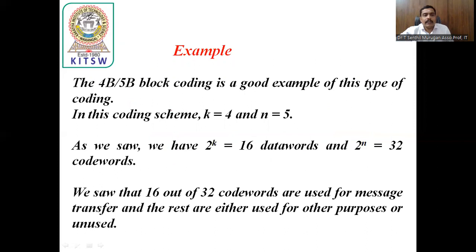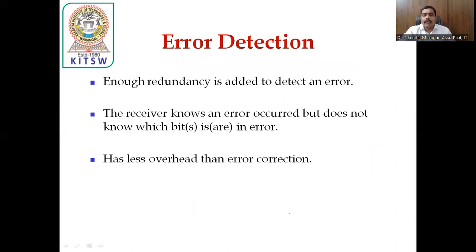For example, we already know 4B/5B block coding techniques. What is the meaning of that? 4 binary values are there, and we add an extra 1 bit, so the n value is 5. That means 2 power k equals 16 data words, and 2 power n equals 32 code words. So k is 4 and n equals 5. With 16 data words, we can use 32 code words to transmit the 4-bit data. Error detection.